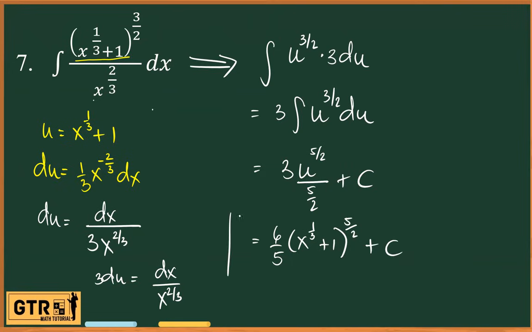So that is the final answer. The trick here is to always use u as the expression with the exponent, in the parenthesis, 3 over 2.